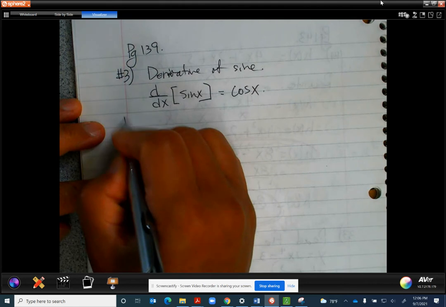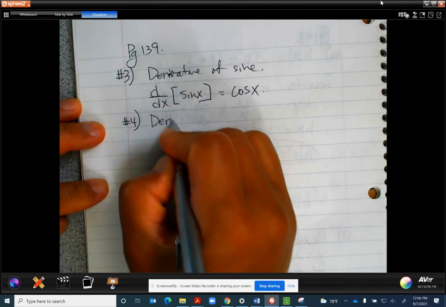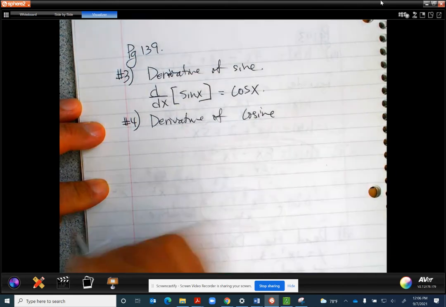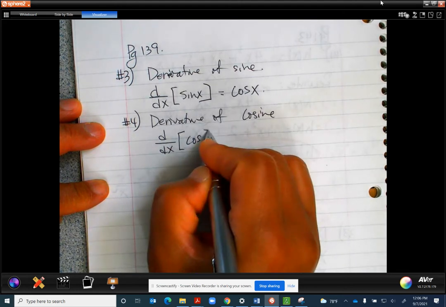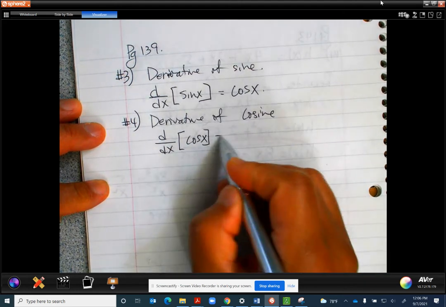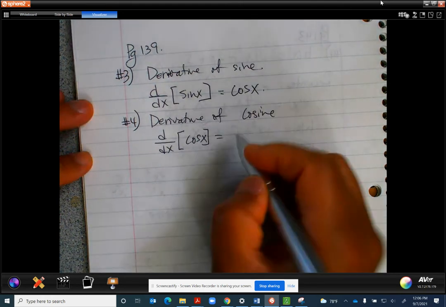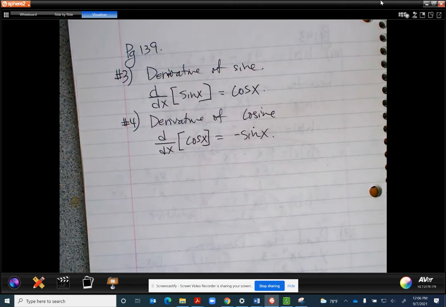Number 4, rule number 4, this is derivative of cosine. Alright, go to your book. What's the derivative of cosine? Derivative of cosine x is negative sine x. That's number 4. I want you to study number 3 and 4. See if you can memorize this in about 10 seconds.